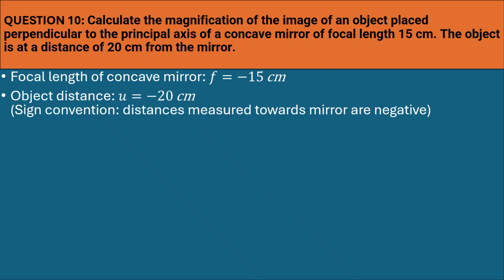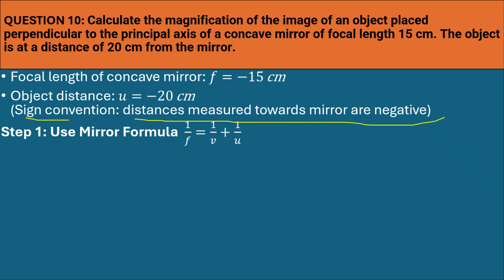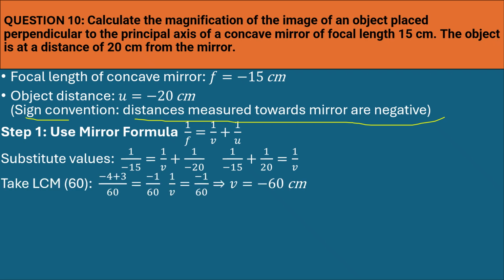What is the object distance? Minus 20 centimeter. Again, students, very important, sign convention. So distances measured towards the mirror are negative. So using the mirror formula, 1 upon f is equal to 1 upon v plus 1 upon u. Substitute the values, and once you calculate, taking an LCM, you can use any alternative method to solve it, as a little bit of maths is required here, but see to it that you work on these calculations as well. So you get v as minus 60 centimeter.